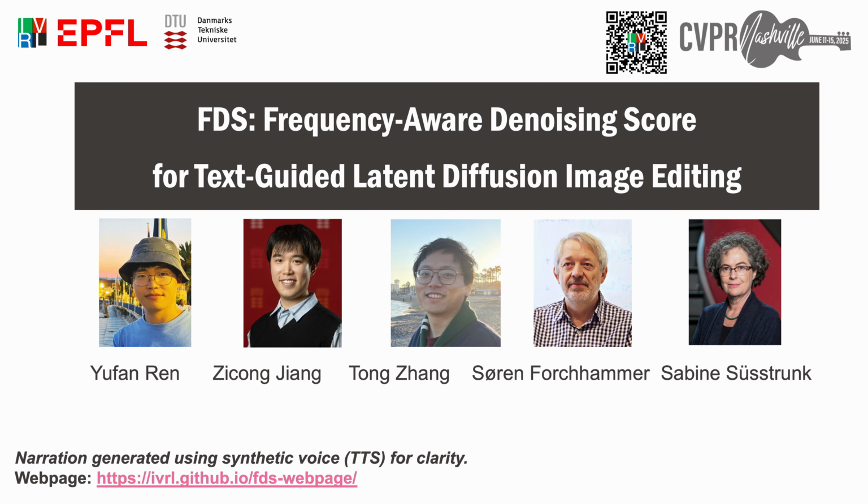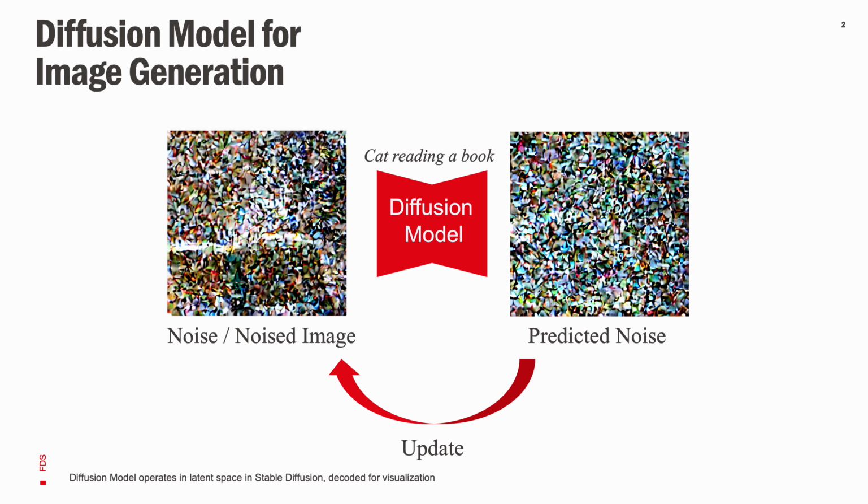Welcome. This video presents the paper FDS, Frequency-Aware Denoising Score for Text-Guided Latent Diffusion Image Editing, which will appear in CVPR 2025. Diffusion models are able to generate images by predicting and removing noise from the current image.